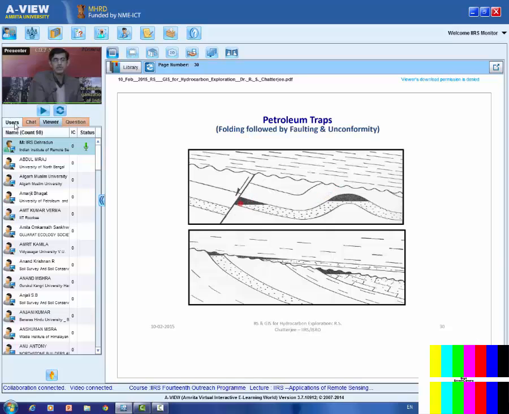Some more examples you can see: folding followed by faulting, causing this capping, and this oil and gas accumulated. One is a folding trap, and this is a faulting trap. It's basically a combination trap, where folding and faulting both are involved. This is basically a stratigraphic trap, although it shows some kind of folding. It is dipping beds with some curvature, but it is covered by sediments that are impermeable. Basically, it is an unconformity, and that causes the capping of the petroleum. You see here the petroleum accumulated, and it cannot go out because of this overlying rock, which is impermeable.